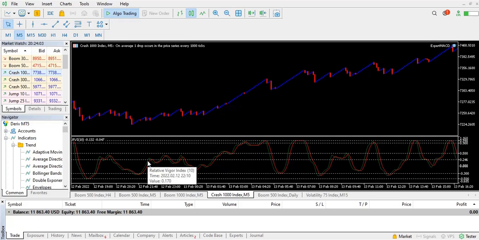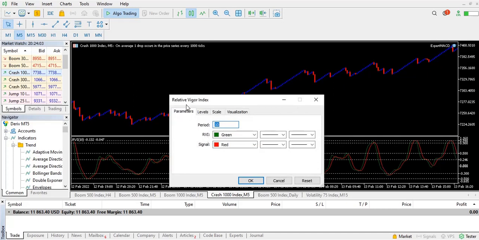But before I forget, let me give you the indicator settings. So this is it, indicator window 1. This is the only indicator I'm using in this video. So relative vigor index, like I said earlier on, this is the parameter. The period is 10. The RVI is green, as you can see, and the signal is red. That's your signal for you to enter the market.